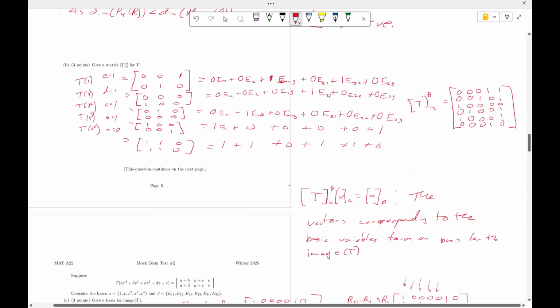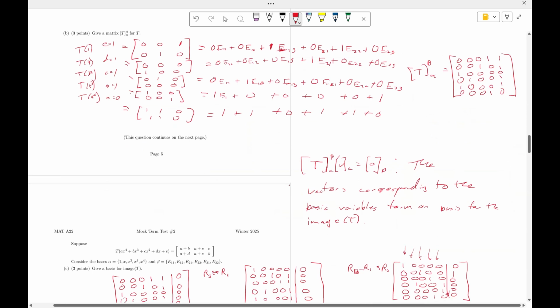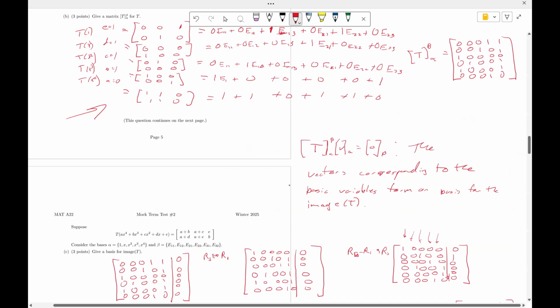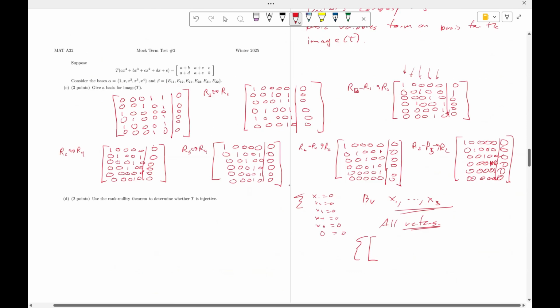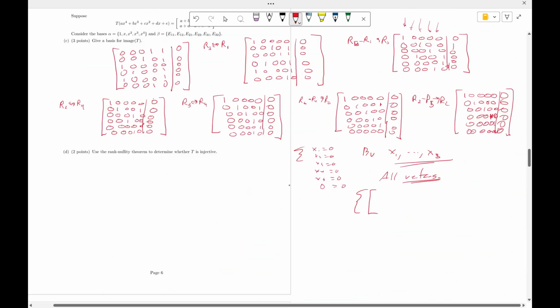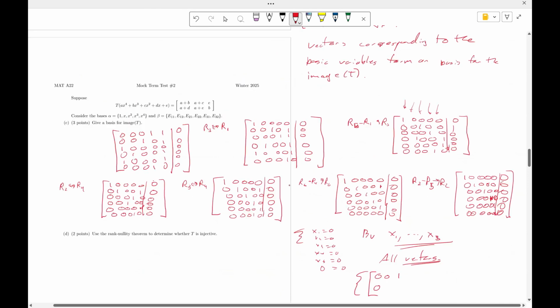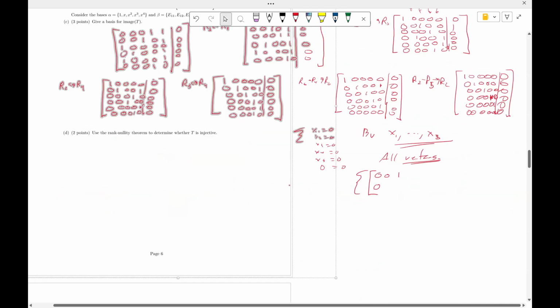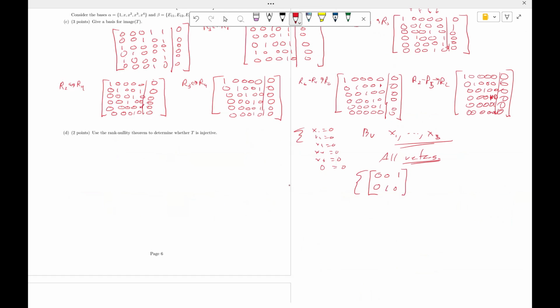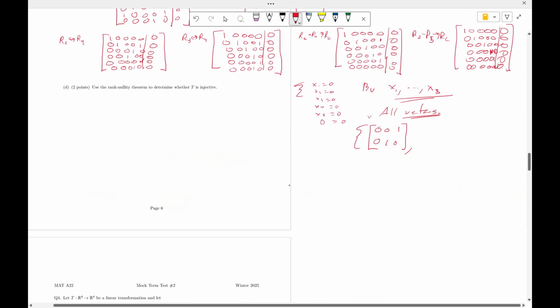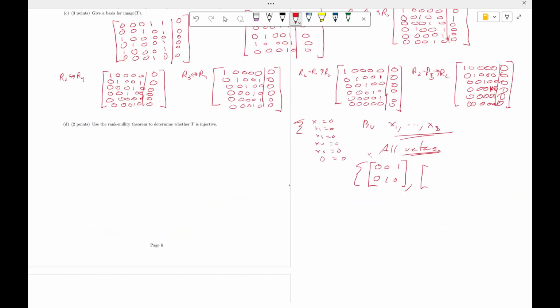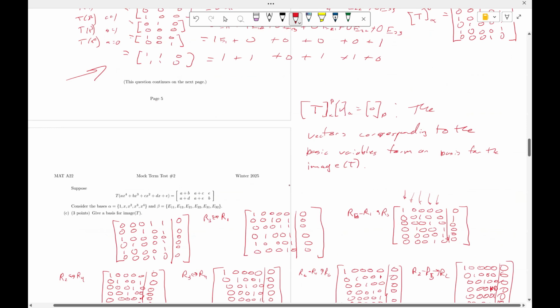Well, now I have to scroll up to see what those basis vectors are. And I can take these matrices up here. These matrices give me my output vectors. So my basis is going to be the first matrix, which is 0, 0, 1, 0, 1, 0. Because that's my first output. My second is going to be, this is from x1. The second one is going to be 0, 0, 0, 1, 0, 0.